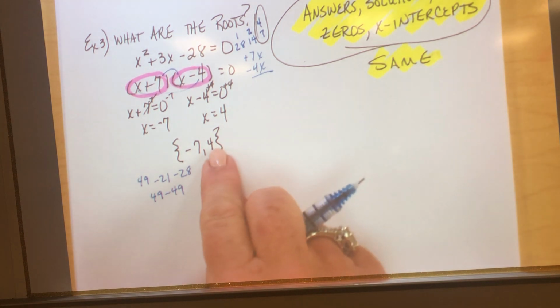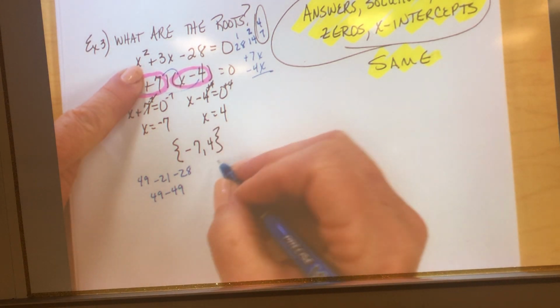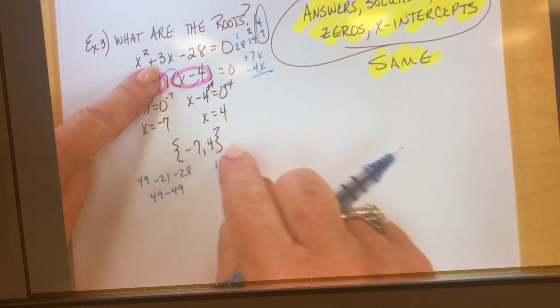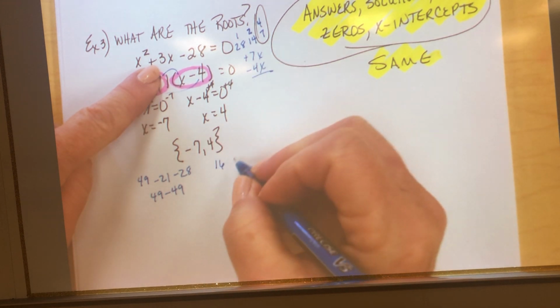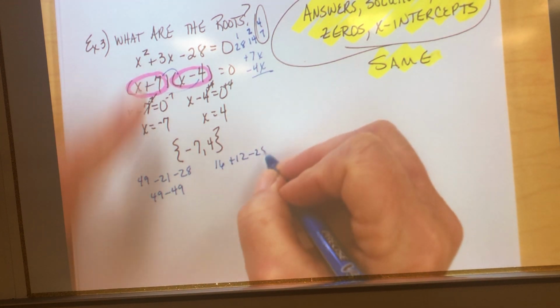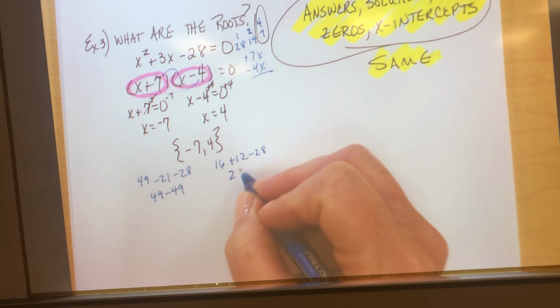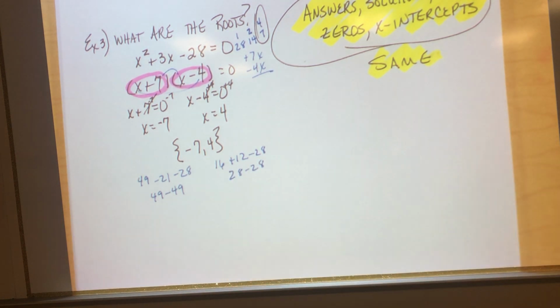You could try your 4. What's 4 squared? 16 plus, what's 4 times 3? 12. 12 minus 28. What's 16 and 12 make? 28. Minus 28. There's my 0.